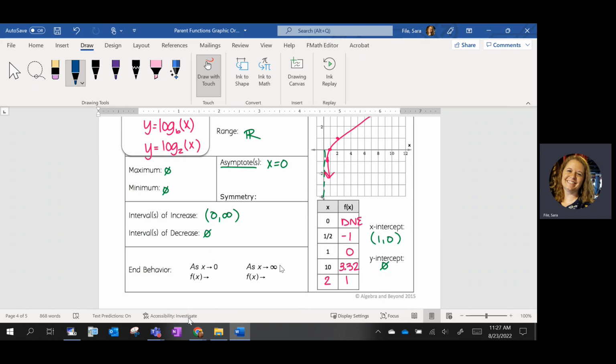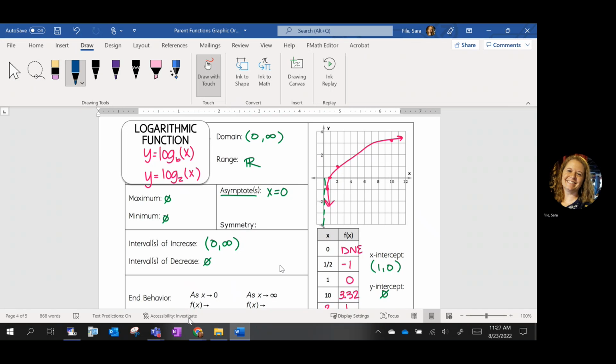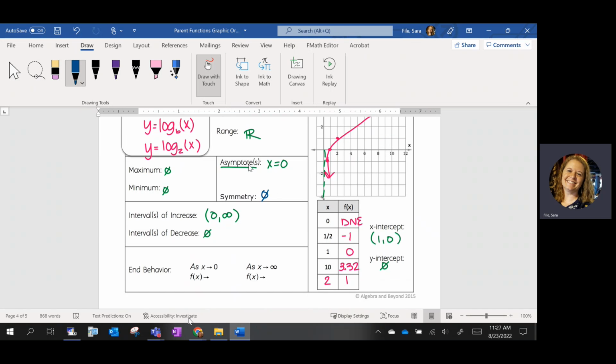All right, logarithmic, any symmetry? No. All right, the left side, as x approaches 0, because there's a vertical asymptote at 0, so x doesn't go past that. So as x approaches 0, what's f of x approaching? What's the y value doing? Going toward negative infinity. Good, it's falling. Okay, and on the right side, as x approaches infinity, what is f of x approaching? Very good. Y'all have got the hang of this.